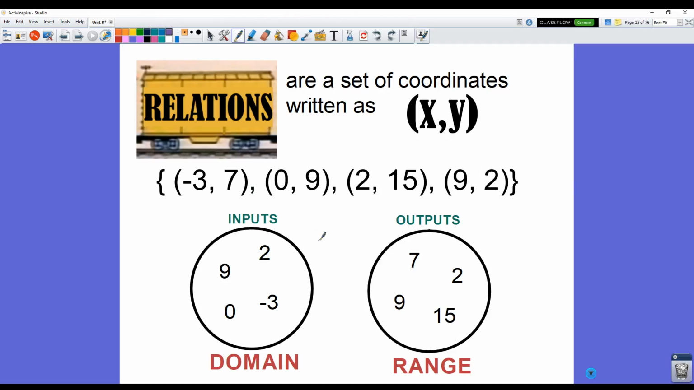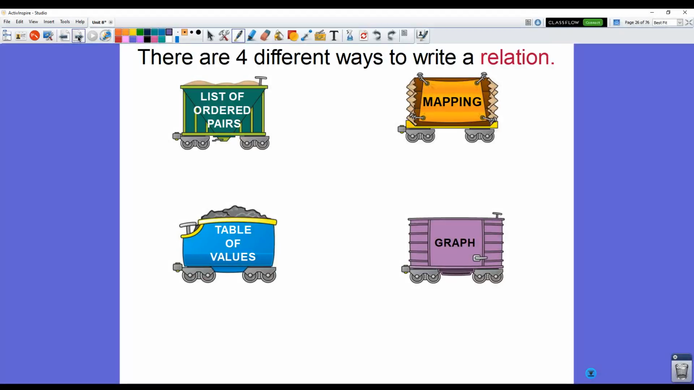We are going to put the x values in their own set, which is called the inputs, also known as the domain. And then we'll take our y values and put them into this other set, which is known as our outputs, or the range.